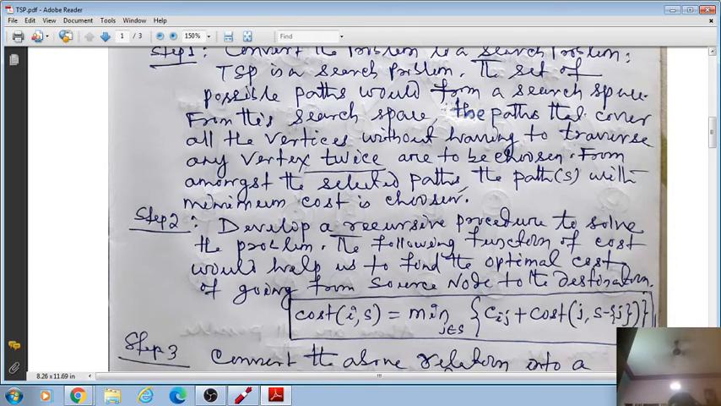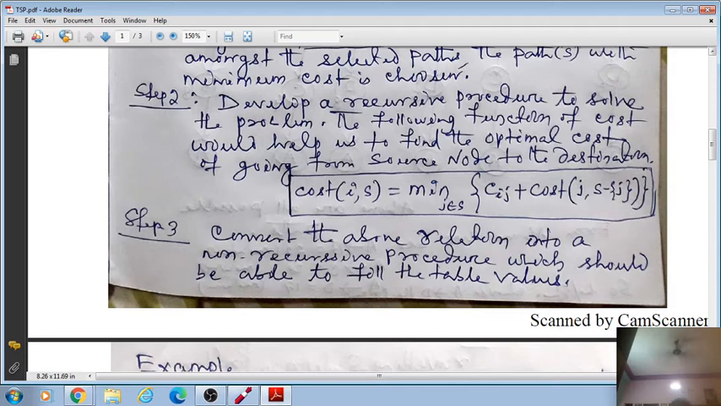In the next step, we develop a recursive procedure, which means we call the same thing a number of times. Dynamic programming works like that. We have to develop a recursive procedure to solve the problem.